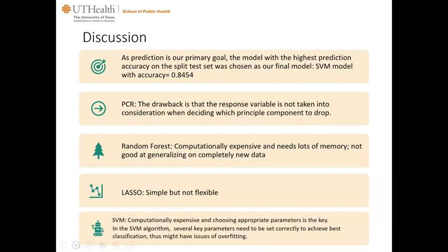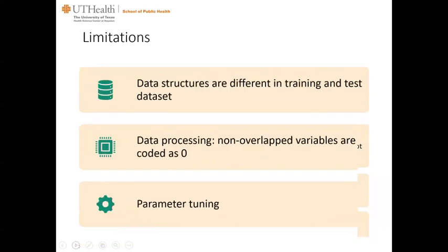SVM is computationally expensive, and choosing appropriate parameters is the key. In the SVM algorithm, several key parameters need to be set correctly to achieve the best classification. Thus it might have issues of overfitting. And the data structures are different in training and test set, and this may affect the performance of a model on the test set.